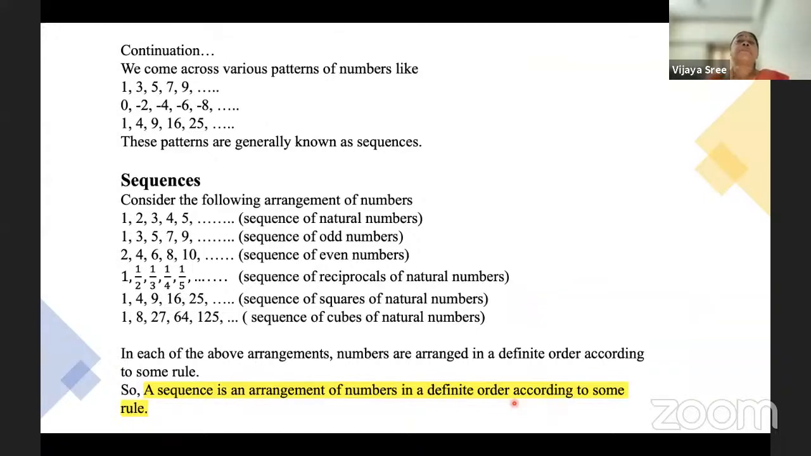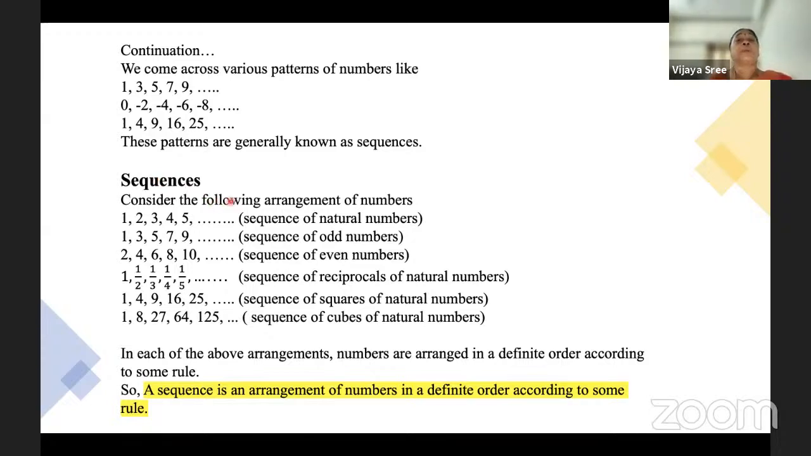We come across various patterns of numbers like 1, 3, 5, 7, 9. Then 0, minus 2, minus 4, minus 6, minus 8, and so on. Then 1, 4, 9, 16, 25, and so on. These patterns are generally known as sequences. These are all patterns generally known as sequences.